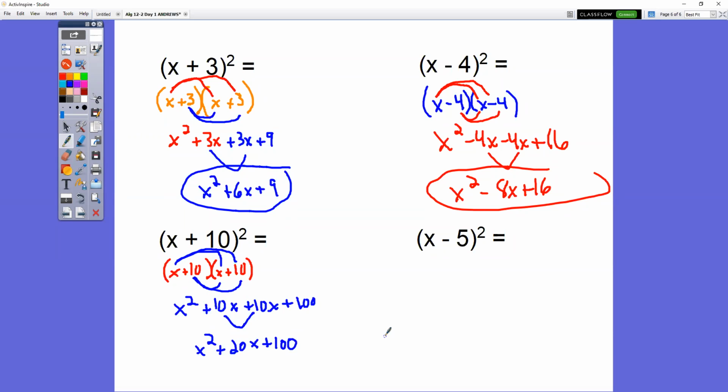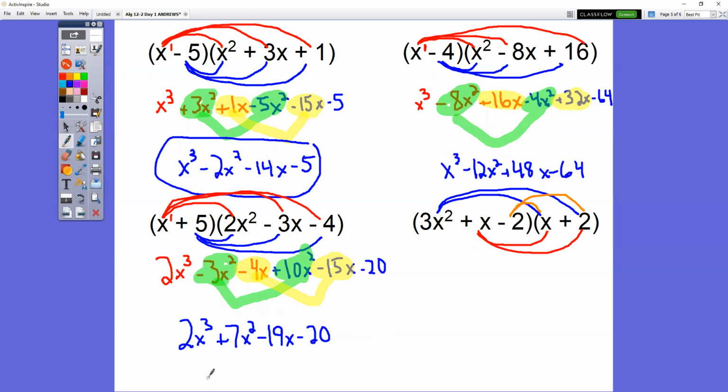I would highly suggest doing these on paper. If you try and do these in your head, especially these ones where you're multiplying a binomial times a trinomial, I guarantee you will mess it up. Do not try and do this in your head. Please write down the problem, do it on paper, then type it into ClassKick.